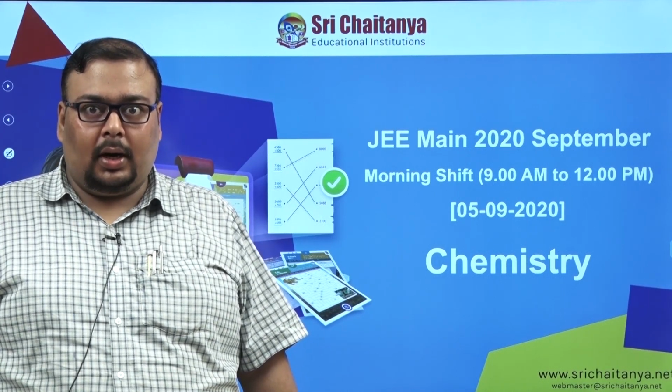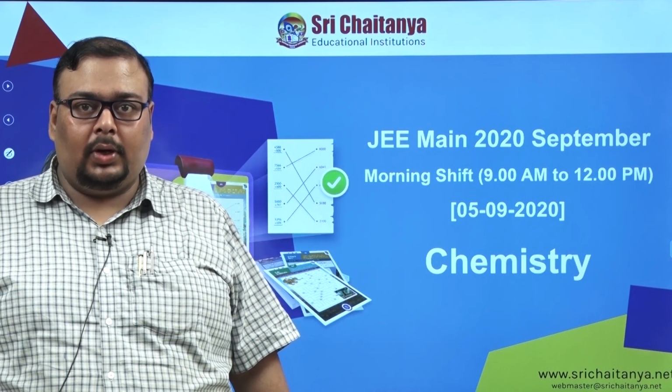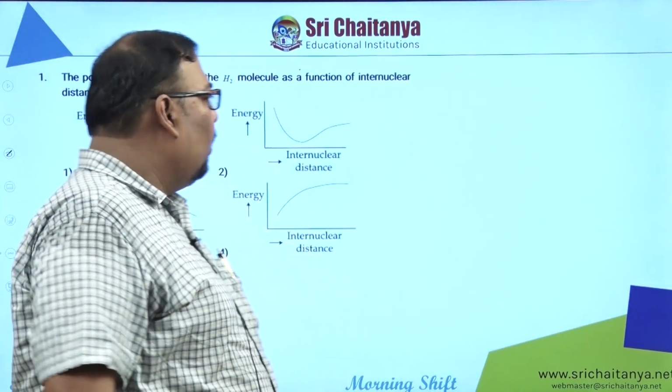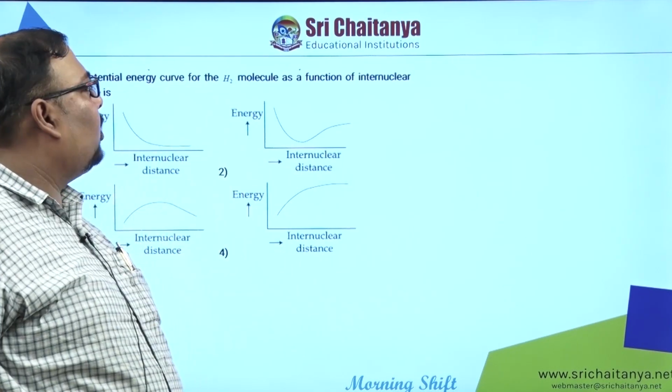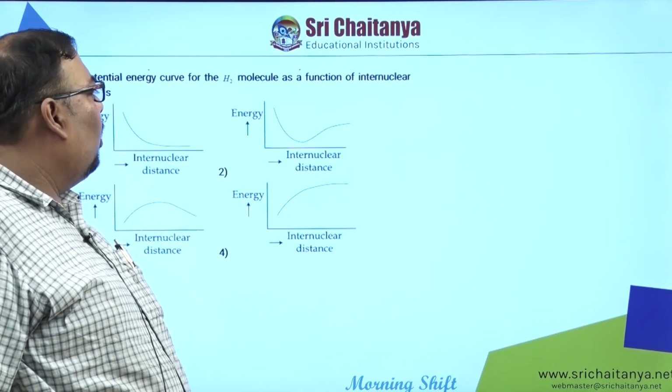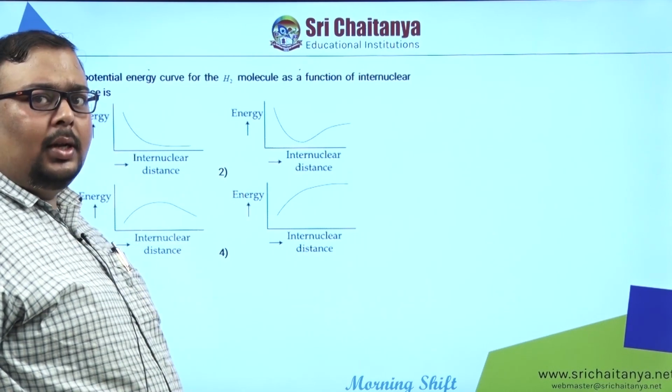Okay, so let us start with the paper discussion. Let us look into question number 1. So question number 1 is basically the potential energy curve for the hydrogen molecule as a function of internuclear distance.